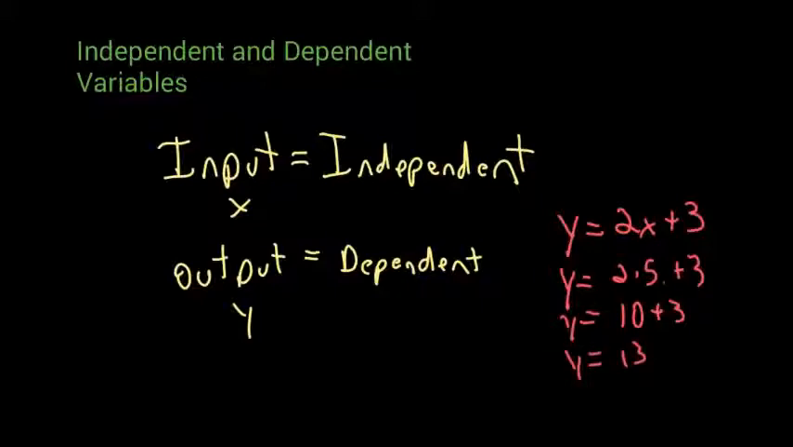So my independent variable there was 5 because I just chose to put 5 in there. I could have put a 4, I could put a negative 5, I could put any number in there. But whatever number I put in there is going to tell me what my output is. That is why my output is dependent on my input.